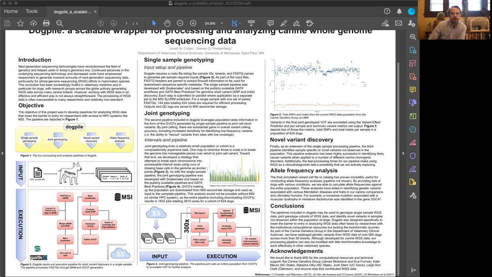Both the single sample and joint genotyping pipelines are written in the workflow management system SnakeMake, to ensure both reproducibility as well as enabling scalability. First, the single sample genotyping pipeline in figure 2 here processes raw sequencing files through the generation of what are genomic variant call format files, which are basically a complete description of the entire sample genome.